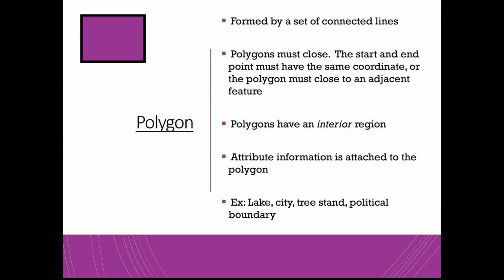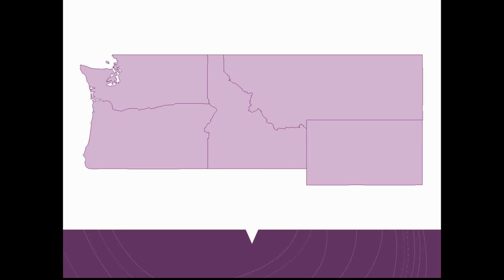The last vector data type is the polygon. A polygon is formed by a set of connected lines where the start and end points have the same coordinate. As the start and end points have the same coordinate, the polygon will close and it will have an interior region. Attribute information is attached to the center of the polygon, no matter how complex the polygon. Examples of spatial phenomena modeled well by polygons are lakes, cities, trees, and political boundaries. Here's an example of 5 US states represented as individual polygons.